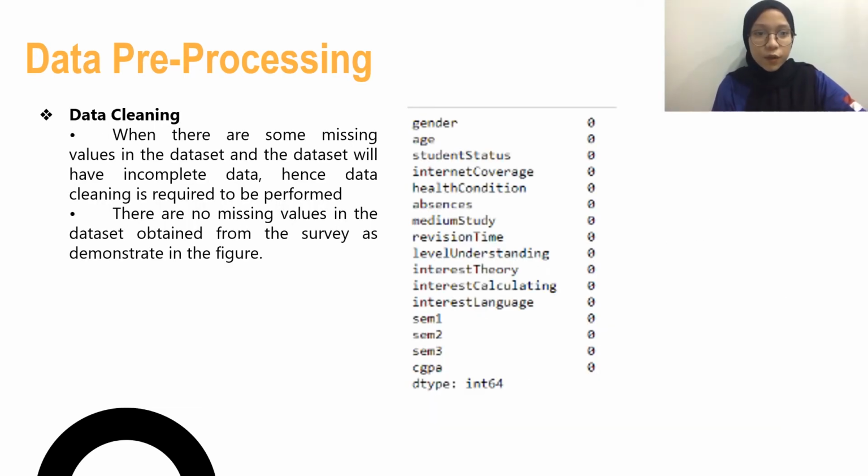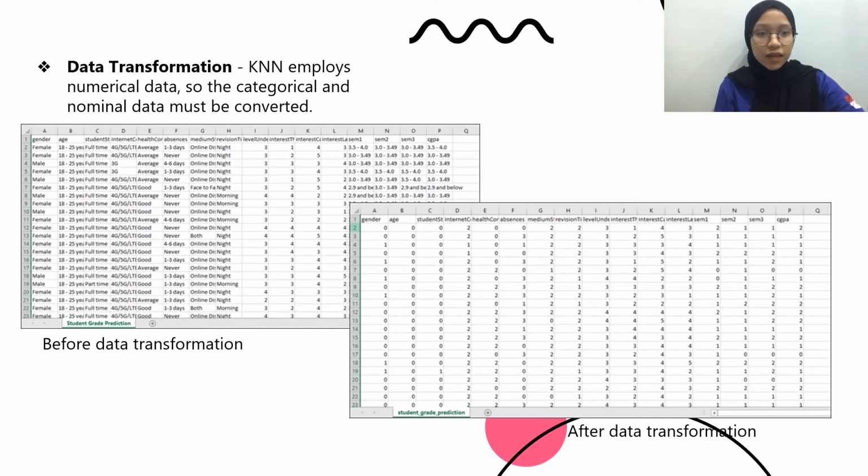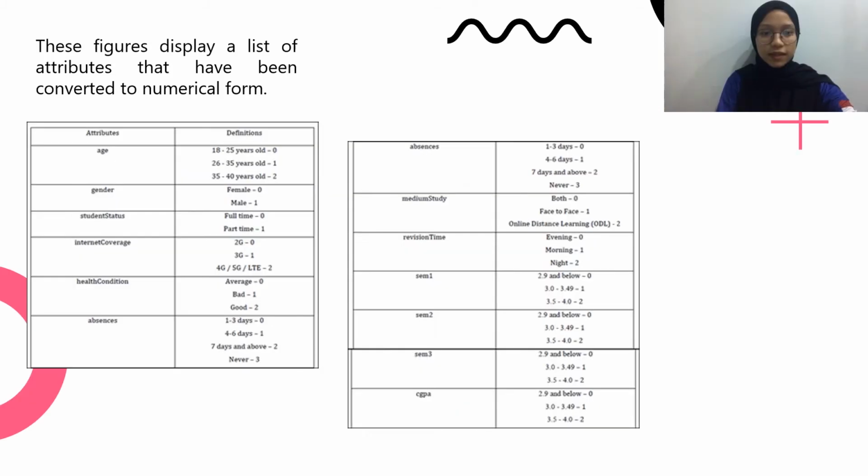Data cleaning. When there are missing values in the dataset, the dataset will have incomplete data, hence data cleaning is required. Since there are no missing values in the dataset obtained from the survey, as demonstrated in the figure, null value removal was not required. Data transformation. KNN employs numerical data, so the categorical and nominal data must be converted. These are the figures before and after data transformation. These figures display a list of attributes that have been converted to numerical form.